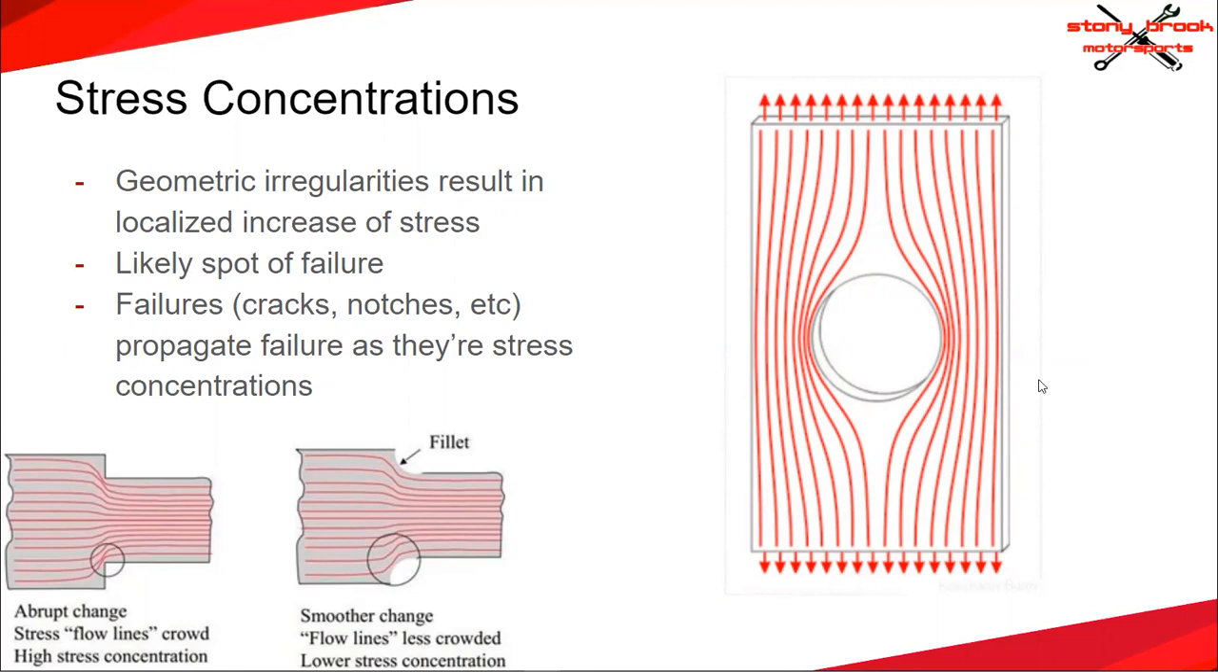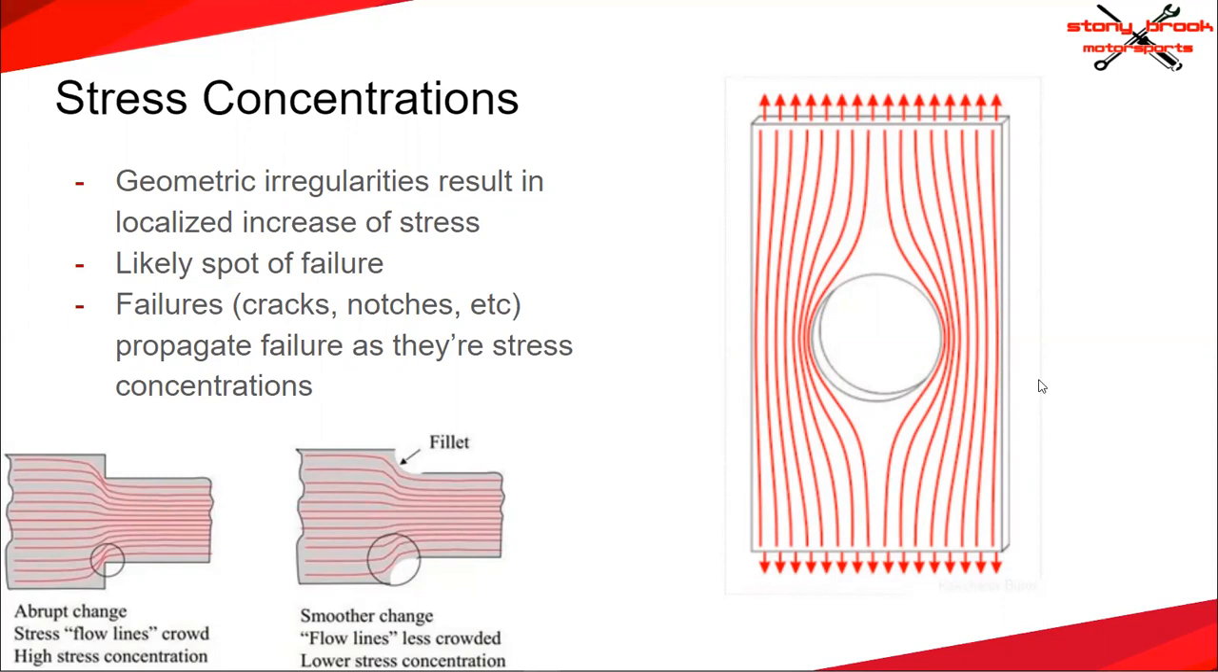Especially if there's already a failure, like a crack, a notch, or a scratch, they're likely to propagate and cause additional failure, as any imperfections are themselves stress concentrations. That's why when you have a piece of glass that's starting to crack, the crack will continue to propagate, because that's where you'll see the most stress in the part.